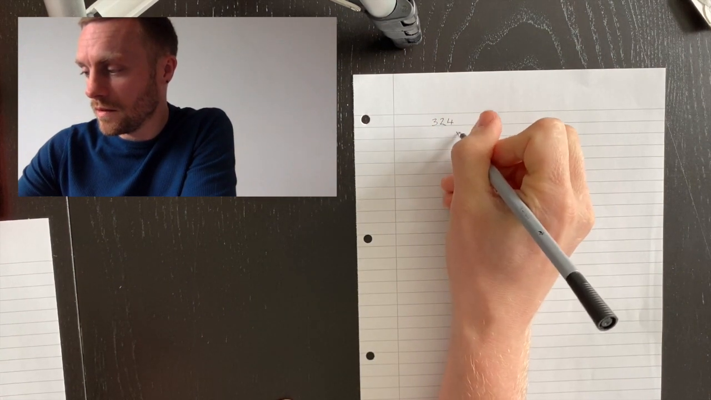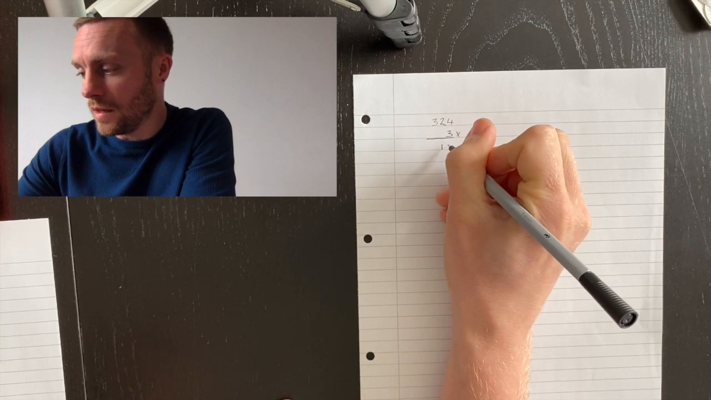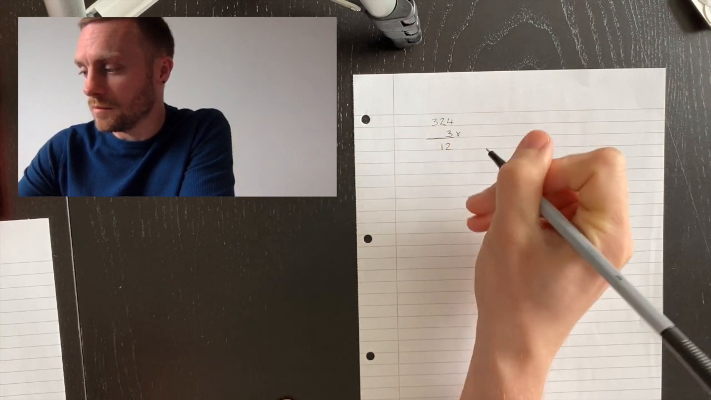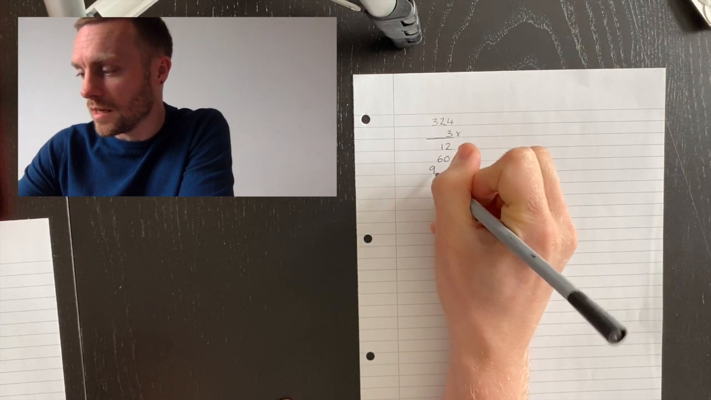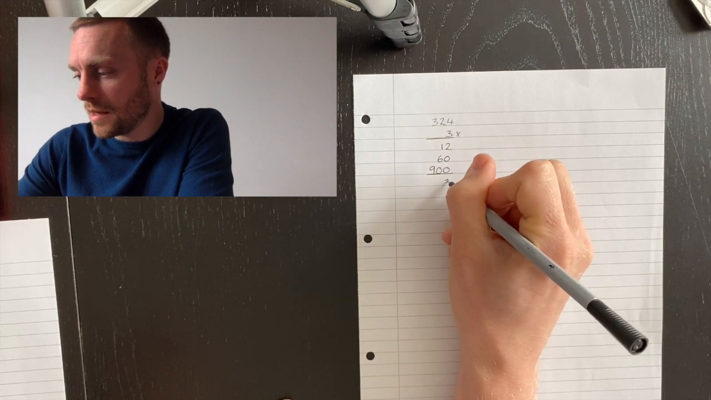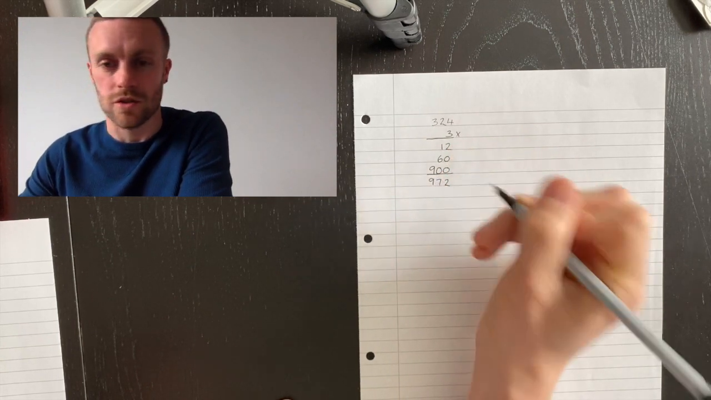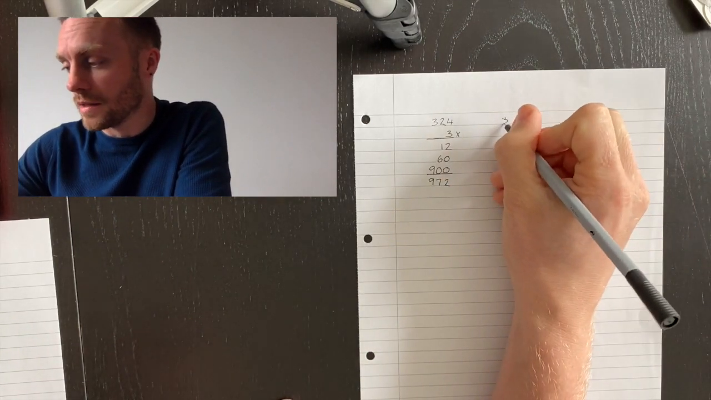324 times 3. So 4 threes are 12, 20 times 3 is 60, 300 times 3 is 900. And when we add them together, we get 972. So that's what we covered last time. So let's have a look now what the compact method looks like.